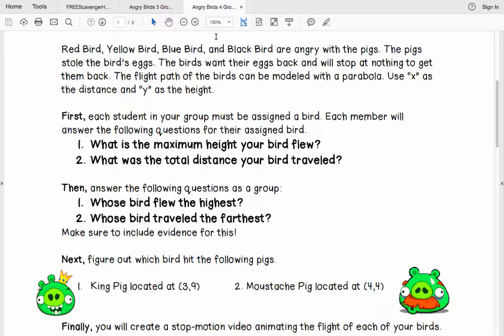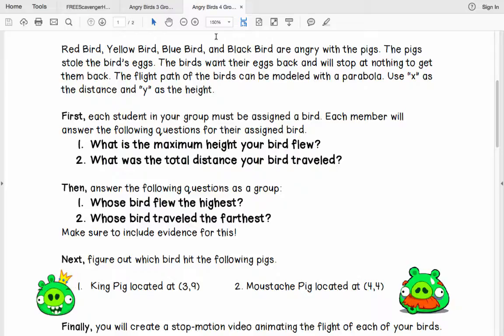After you do that, you're going to answer these questions as a group. So you'll get together as a group, and you're going to answer the questions: whose bird flew the highest and whose bird traveled the farthest. And then make sure you include evidence for this. You're going to put this on a big poster for your team or for your group. And so you're going to graph each of your birds on that big poster also.